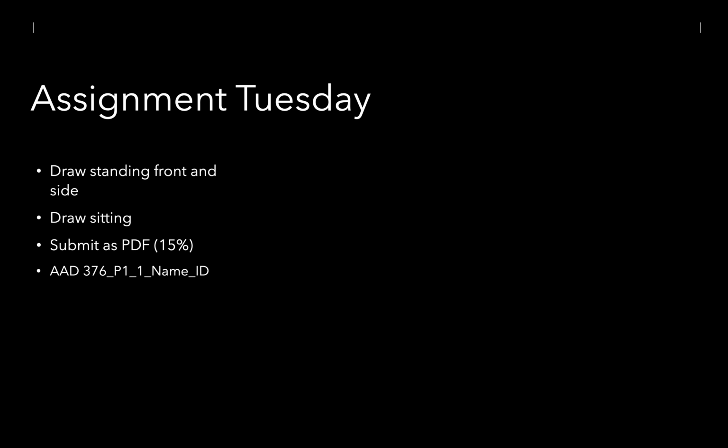So assignment for next class, I'm going to extend this for another day. Do standing front and side, sitting, for 7 and 8. I gave you an Illustrator file that is exactly what I worked from. Submit as an Acrobat file, PDF. That's 15% of your grade. And make sure that your naming is exactly as I put there. AAD376, you can take the space out. P1, 1, name, ID. That's also 15 points. The easiest 30 points of your grade.